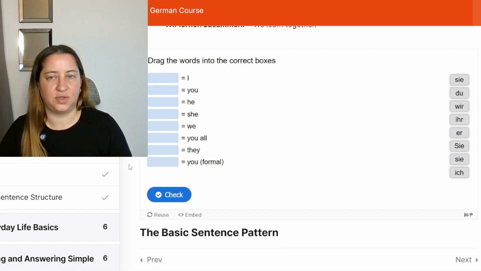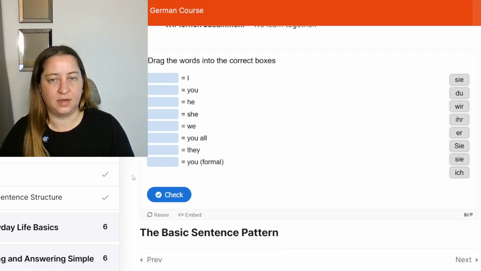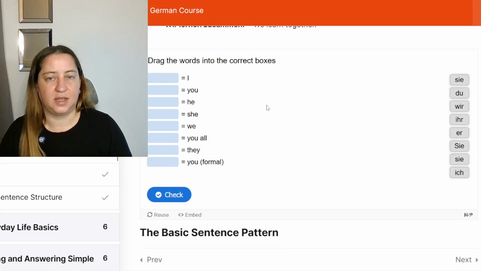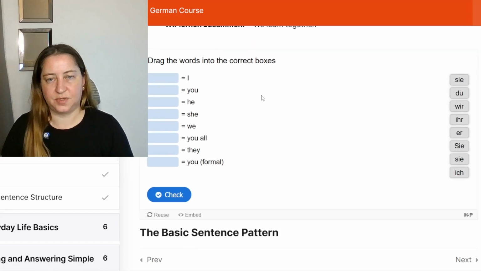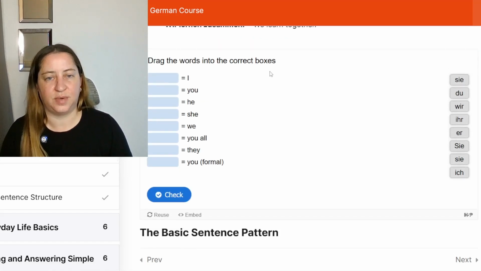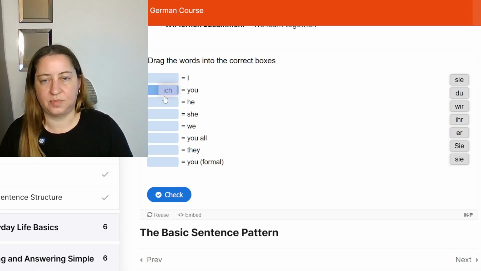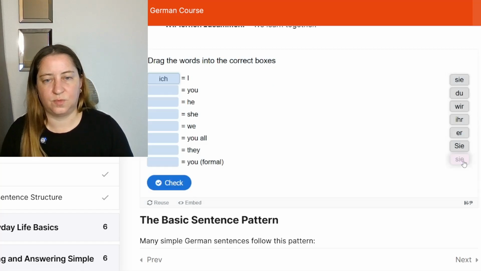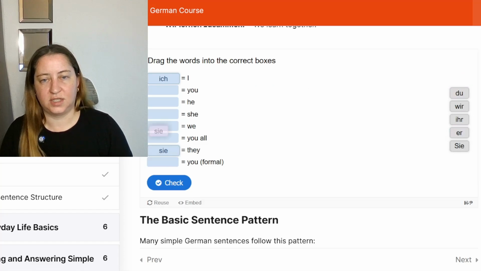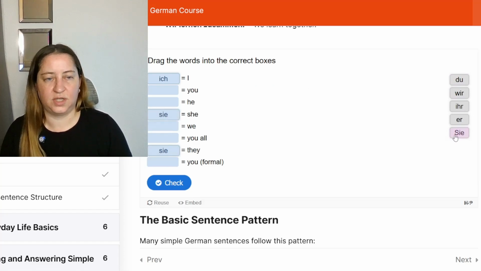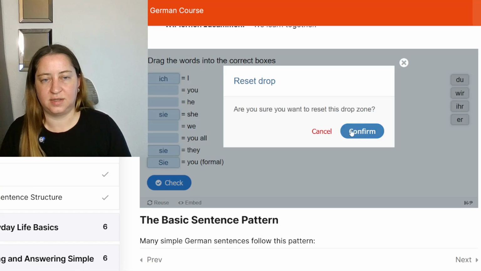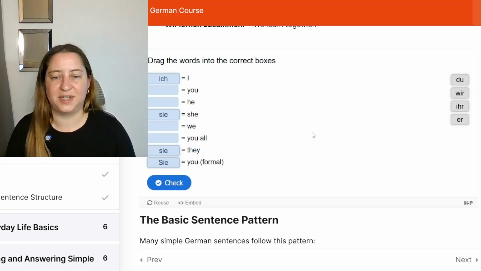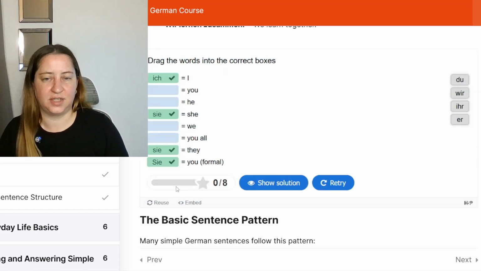First, I'd like you to go to lesson 7 and complete the first exercise. You're going to drag the words into the correct boxes. What is I? Ich. What is they? Sie. What is she? Sie. What is you formal? Sie. So go ahead and finish those and then check your answers.